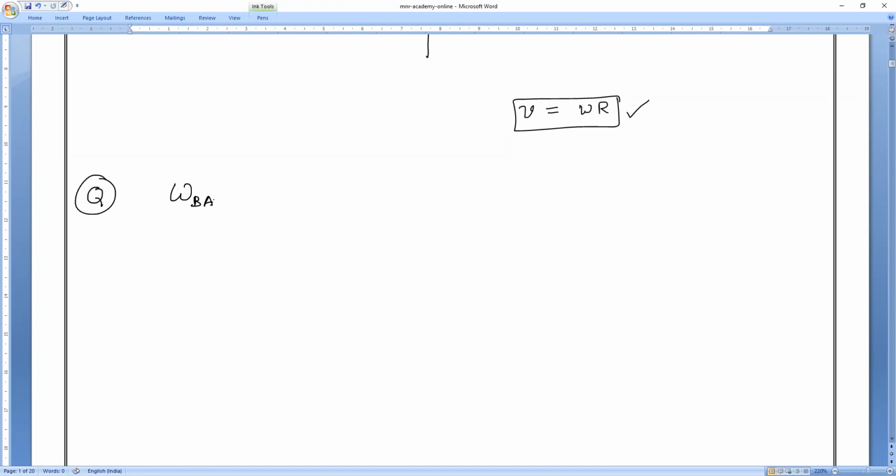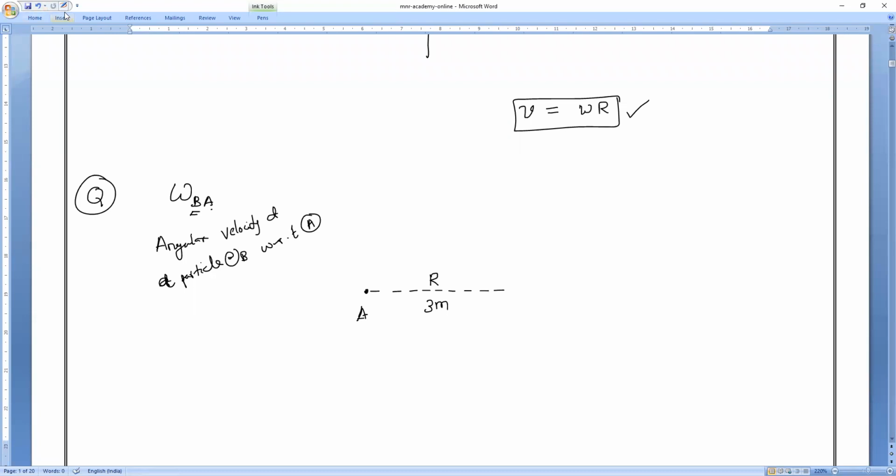What do you mean by this? Omega BA means the angular velocity of a particle at B with respect to A. So please write that. Angular velocity of a particle at B with respect to A. That's all. So let us take now. This is the point A. All of you observe, point A. This is the point B. The distance between points A and B is what we used to call R. What do you mean by R, everybody?